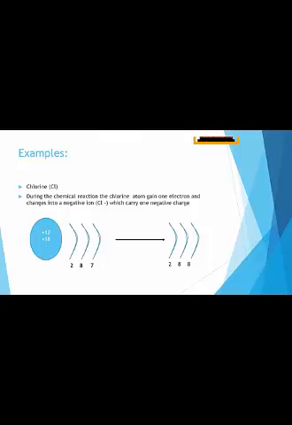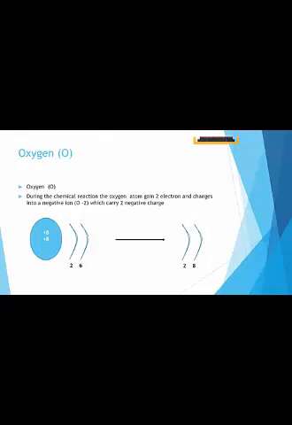Why Cl minus 1? Because chlorine will gain 1 electron only to be completely filled with electrons in the outermost energy level, to look like the nearest noble gas or inert gas. Another example, oxygen, O. Oxygen during the chemical reaction will gain 2 electrons and change into a negative ion, represented as O minus 2. Why O minus 2? Because it tends to gain 2 electrons during the chemical reaction to look like a noble gas or inert gas.